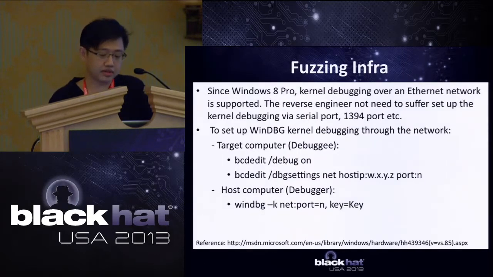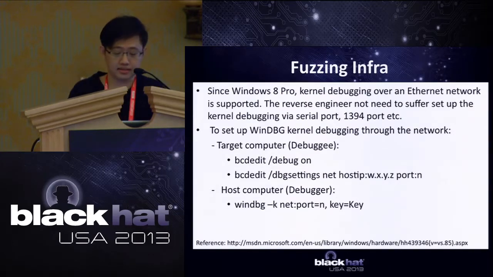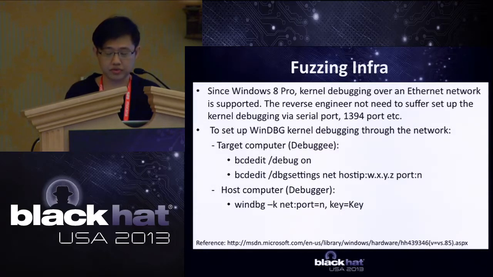And we use the advantage of Windows 8 OS, where kernel debugging can be connected through network, and this makes reverse engineering easier than previous operating systems. And the setup process is very simple. You just need to execute 2 commands in the debuggee operating system to configure the port number and debugger IP address. And the result of the command will generate the key. And in the debugger OS, you just need to launch and execute WinDBG with the key and port number you configured previously.